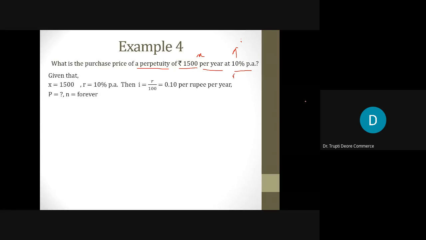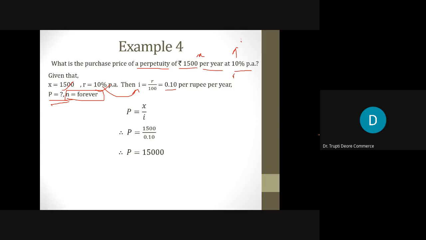So we'll just check out what is given. X is 1500, R is 10% per annum, right? We convert R into I, that is R upon 100, so we get 0.1 per rupee per year. We have to find out P. And duration is forever. Why? Because it's a perpetuity. So for perpetuity, duration is not fixed. So it's forever, till the price or whatever scheme is there. So it will be infinite or forever. So we use this small formula. P is equal to X upon I. So just insert the values. We have X as 1500 and I as 0.10. So P is equal to 15,000.